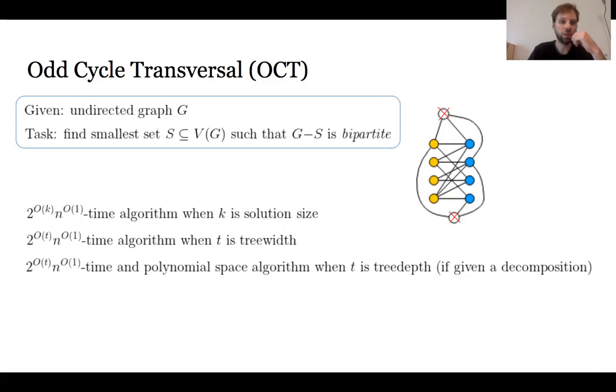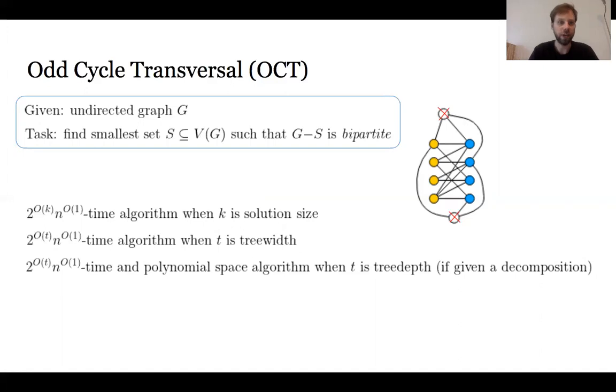Other common choice of parameterization is to use some graph measure as tree width or tree depth. Tree width is upper bounded by tree depth, but on the other hand, tree depth can sometimes lead to polynomial space computations. However, the first two parameters, the solution size and tree width, are incomparable. One can find graphs with small tree width but large solution size, and vice versa.